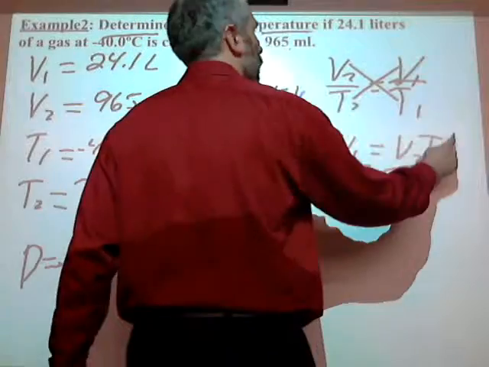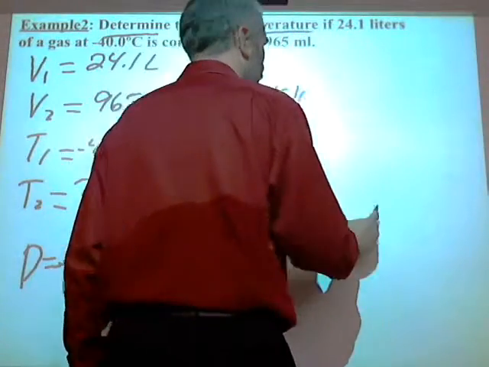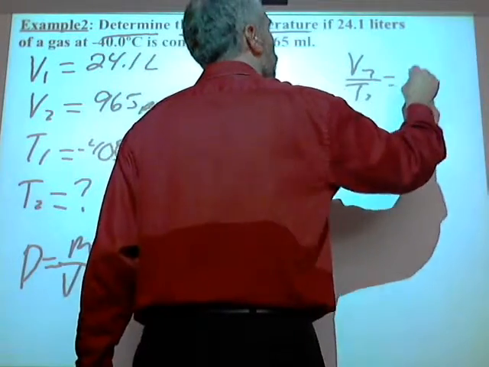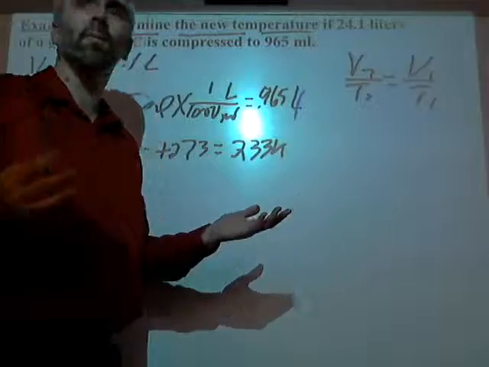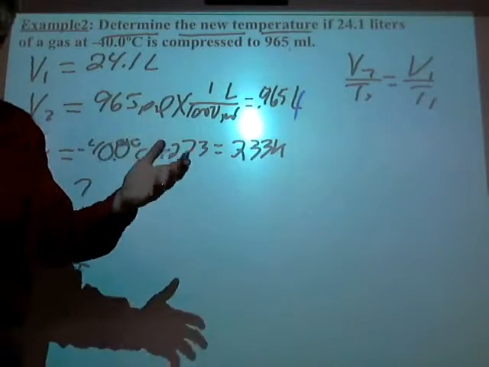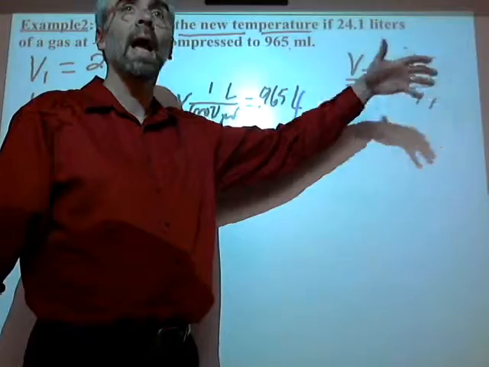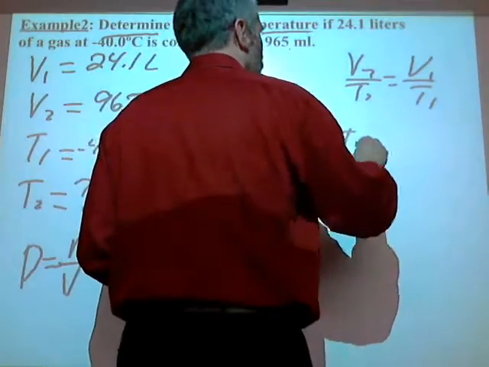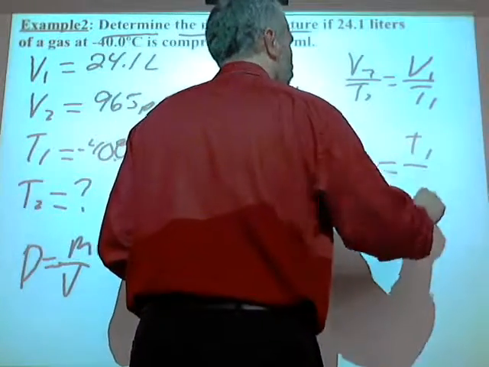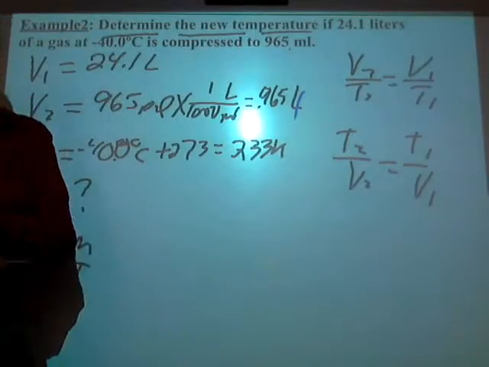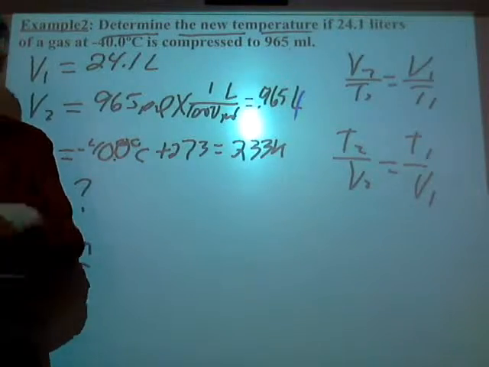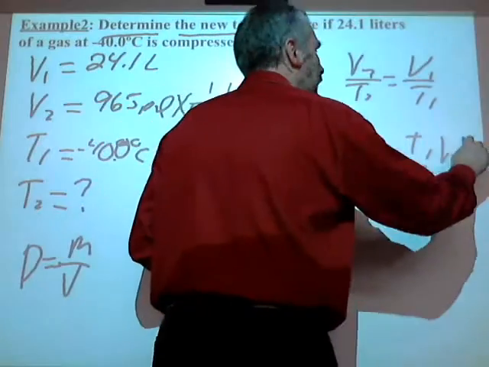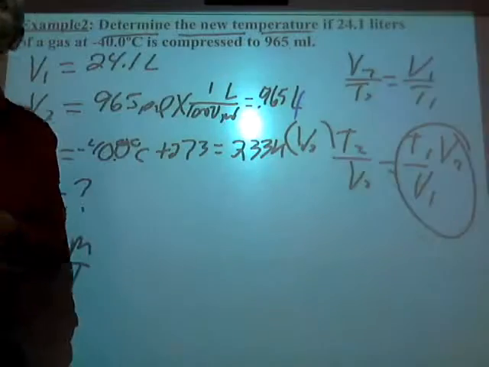Watch this. Say I have V2 over T2 equals V1 over T1. This is a proportion, and I can take the reciprocal of both sides, and it's still the same proportion. So that equation could just as easily have been written T2 over V2 equals T1 over V1, couldn't it? Why is that easy to rearrange? Because now the T2 is already in the numerator. So all I would have to do is multiply both sides by V2. And again, notice I get the exact same equation.